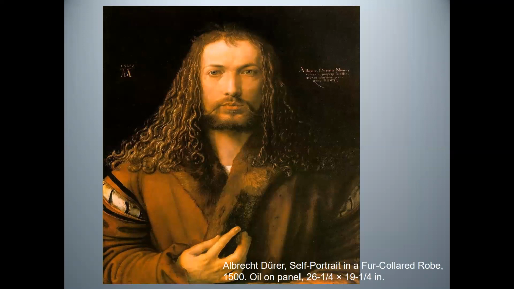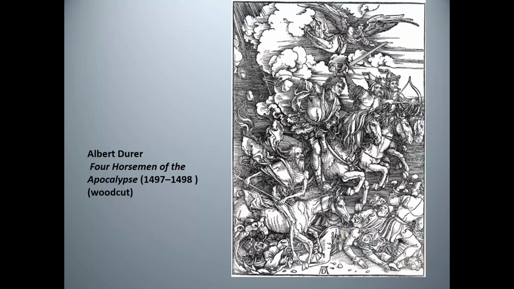German artist Albert Dürer also depicted a scene from Revelations in the 1497 woodcut, Four Horsemen of the Apocalypse. A woodcut was made by carving the images into a block of wood, applying ink, and then pressing a sheet of paper over the engraving to transfer the image. Multiple prints could be made with this process.